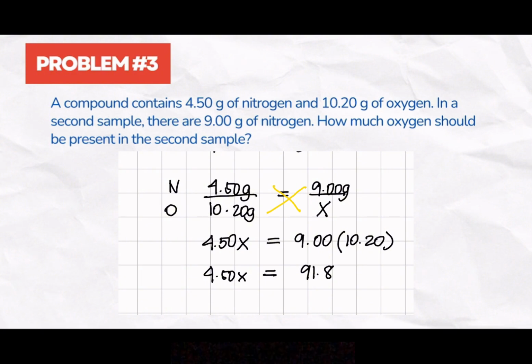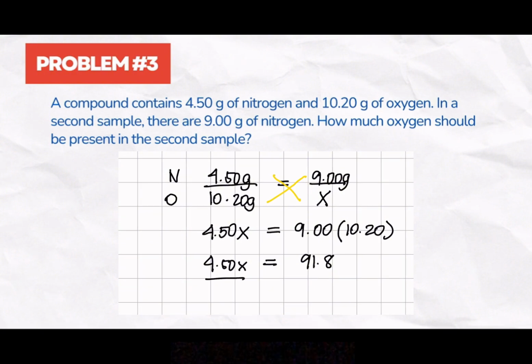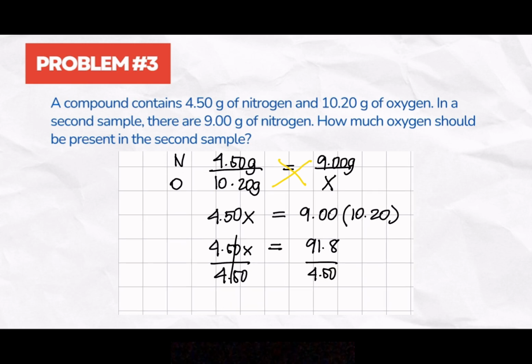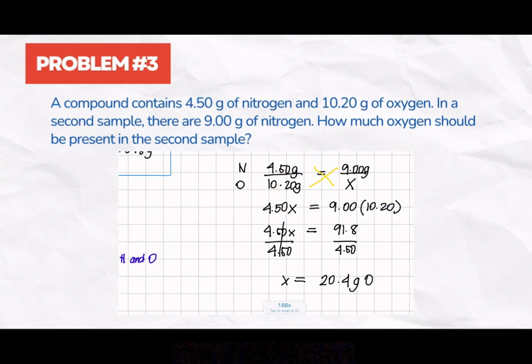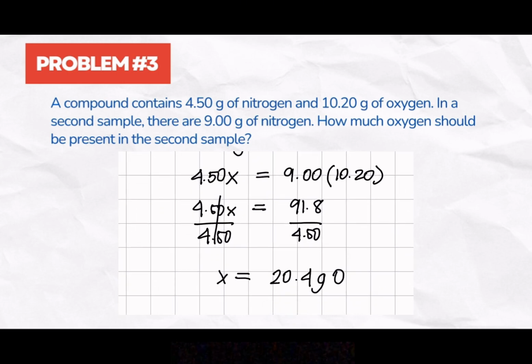To cancel out the coefficient, you need to divide it sa number ng katabi ng variable. So 4.50 para mag-cancel yung sa x. So para matitira na lang dito ang x na hinahanap mo at ngayon need mo na siyang i-divide. 91.8 divided by 4.50 gives you 20.4 grams of oxygen. Since x is your grams of oxygen, this is now your final answer for this problem.